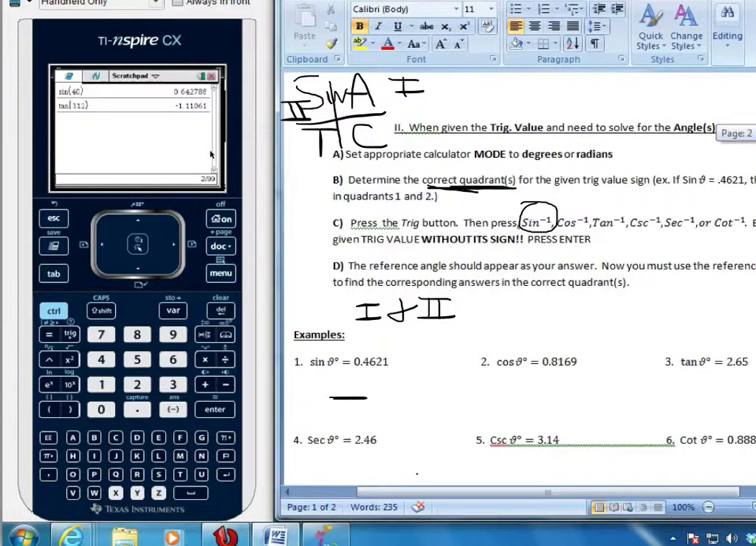Now, the unfortunate thing about any calculator, it can never give you two answers. It only gives you one answer. It's always going to wind up giving the answer that's in the first quadrant, the reference angle. So let's do that. Now, I'm going to put this in. I'm going to hit inverse sine.